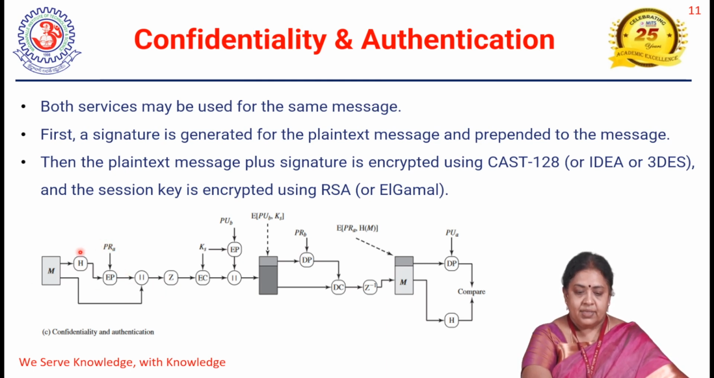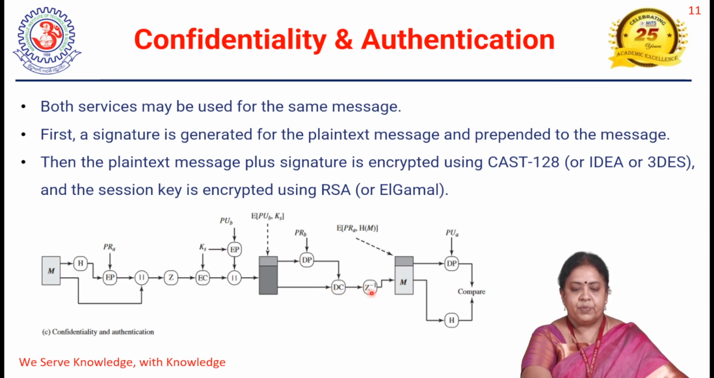Here we can understand both: we have the authentication part and we have the confidentiality part. The receiver is going to perform in the reverse order. First he is going to get the session key by decrypting with the private key of B, that is the private key of the receiver. Then the receiver gets the session key. By using the session key, he is going to decrypt the encrypted message. Then the decrypted message is zipped, compressed only, so he is going to uncompress.